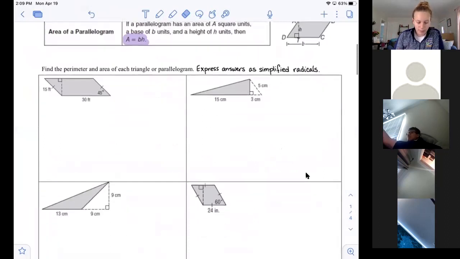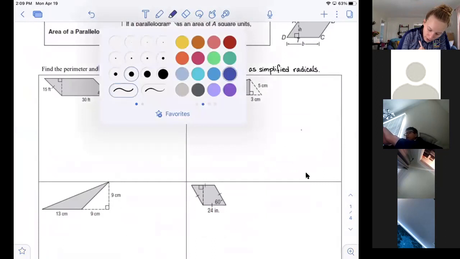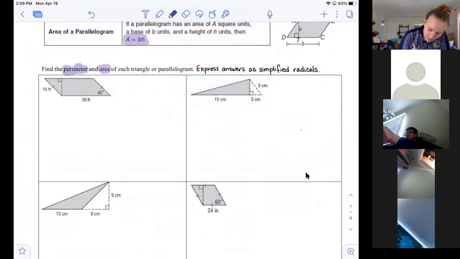Okay, now we got some problems to do. So we didn't learn a lot of new things, but we are gonna practice a lot. And on each of these, I didn't mean to do that. Just threw my pen at my iPad. Okay, in each of these, we need to do area and we need to do perimeter for all of these shapes. And we can do it in whatever order we want.